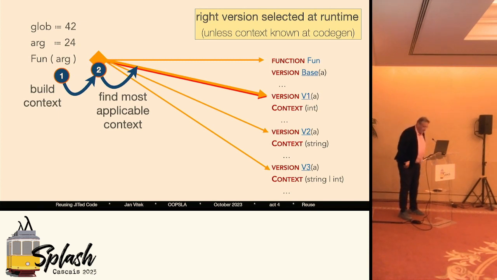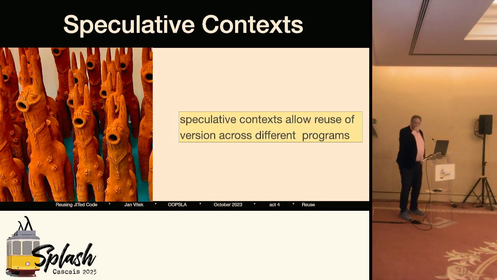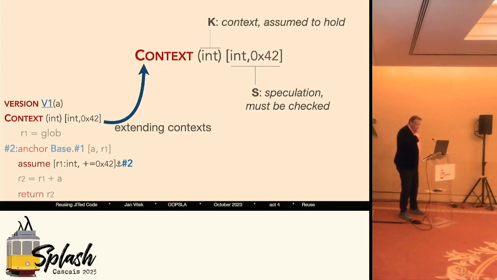All right, so this is old work. So what is the new bit? So the new bit is to allow us to reuse code, we want to increase the information content of this context with what we call speculative contexts. And the idea is, with speculative context, we'll be able to reuse code across different programs and different execution environments. So our context was the type of the argument. I mean, you can have many other things, but for this example, we use that.